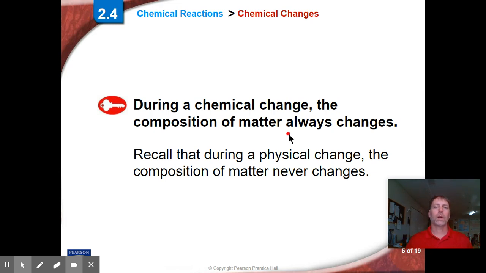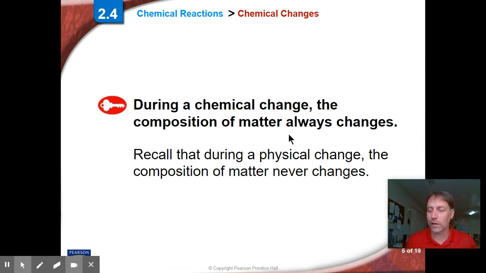So in a chemical change, the composition of matter always changes. That's what you have to know. In a chemical change, the matter has changed. In a physical change, the matter hasn't changed. It's still the same material, still the same composition or elemental composition. So if I take a rock and I break it, it's still made of those same components, those elements and minerals. It hasn't changed.